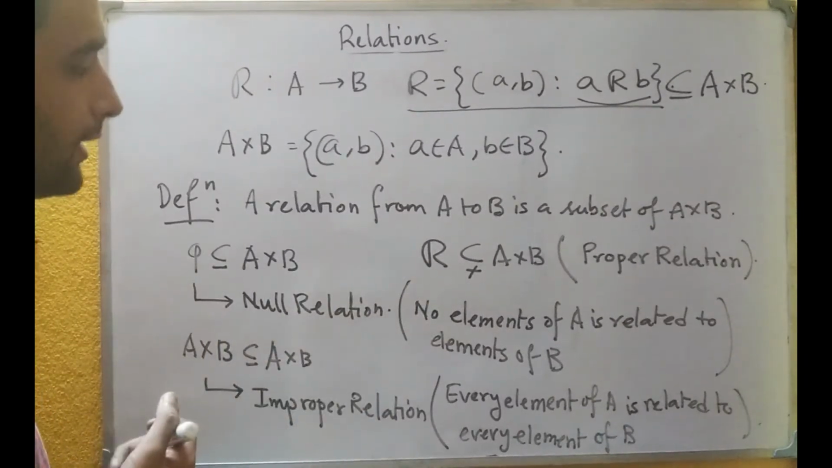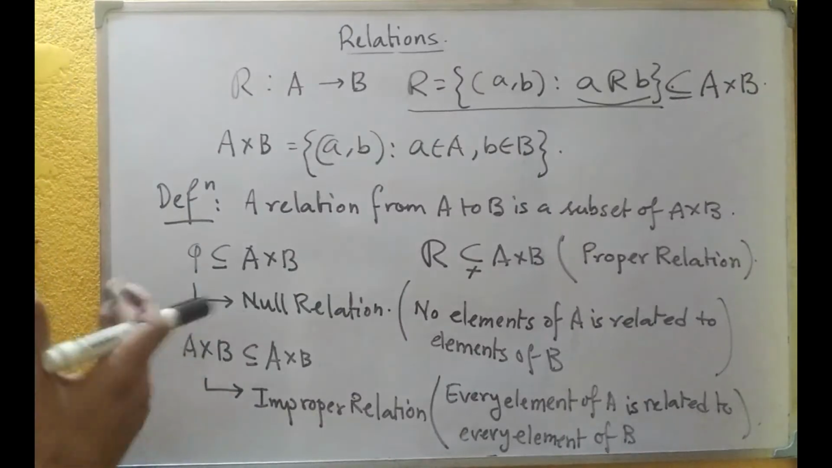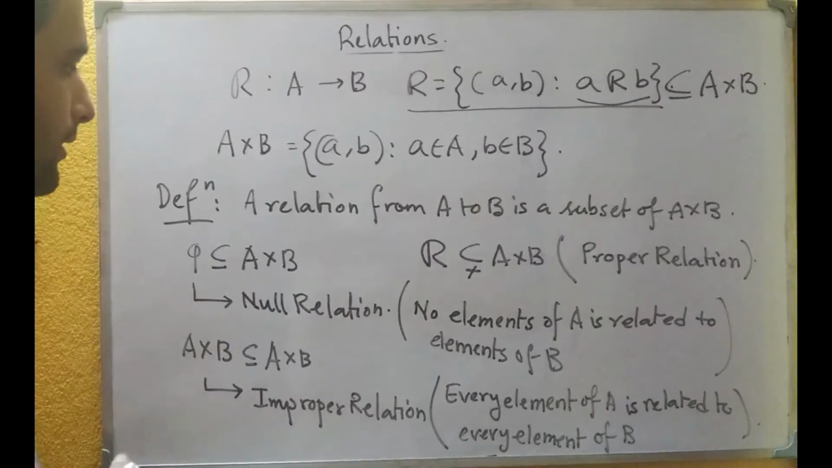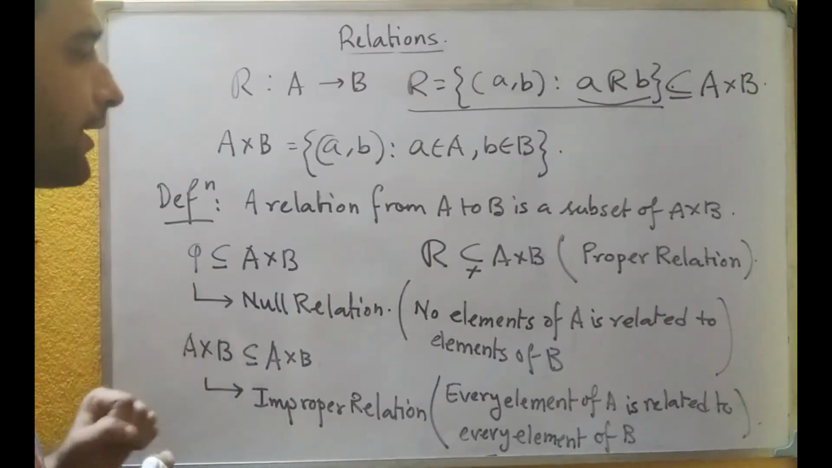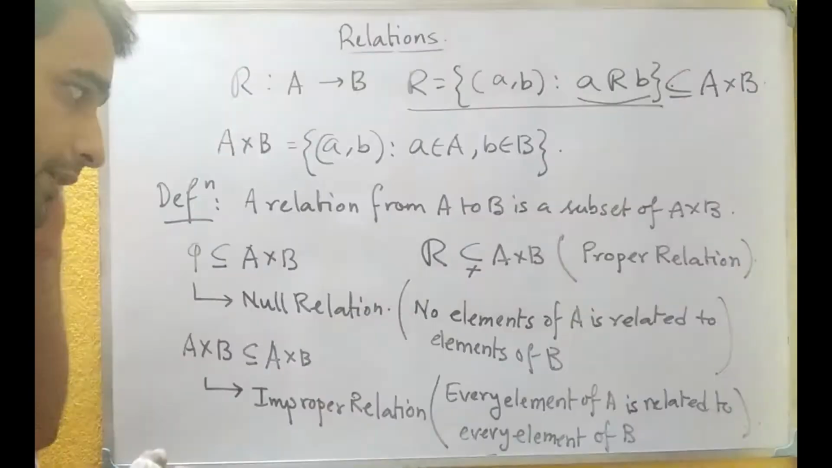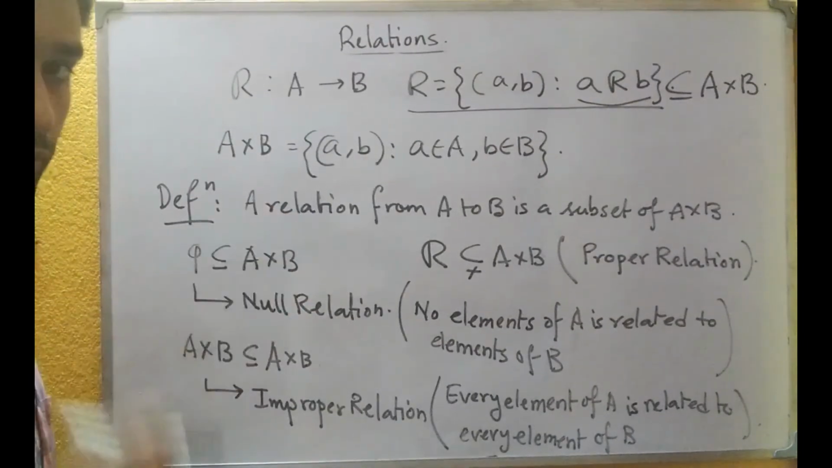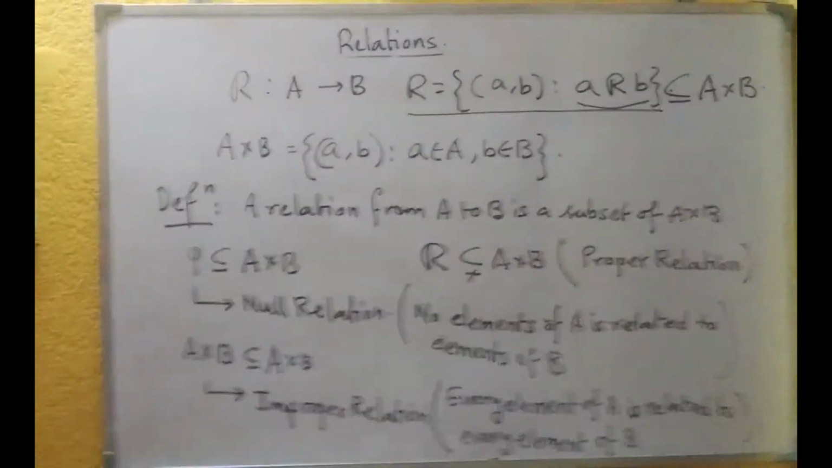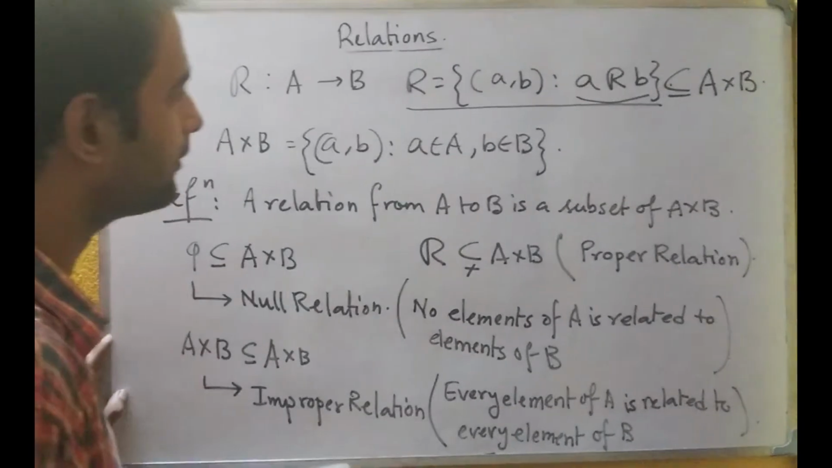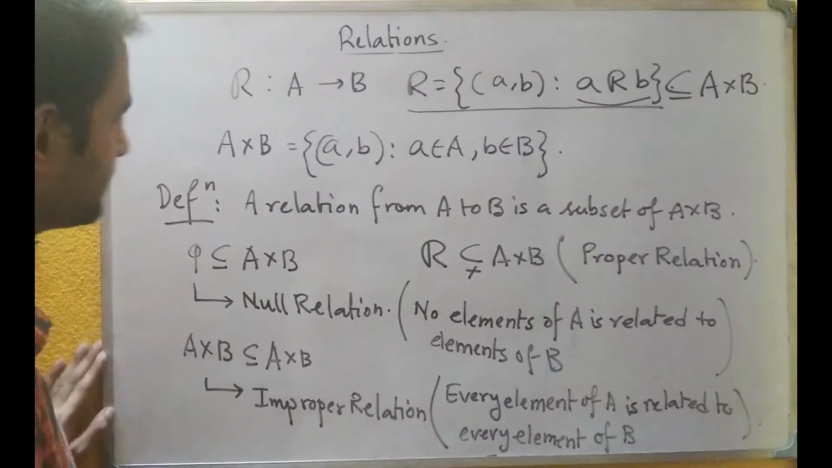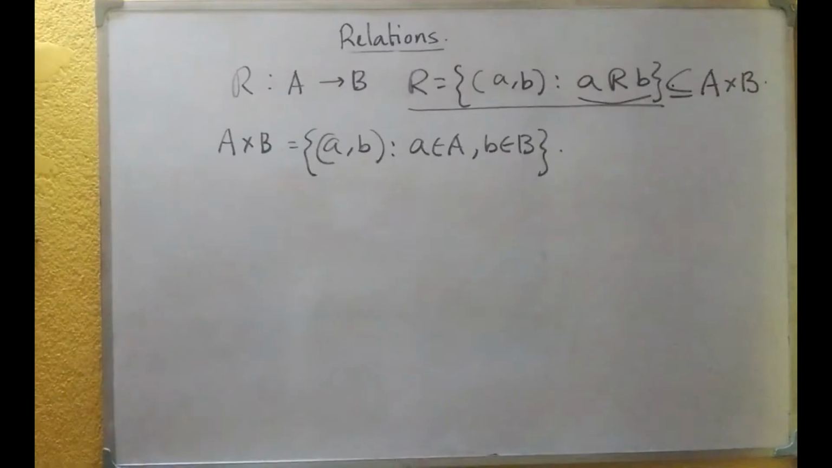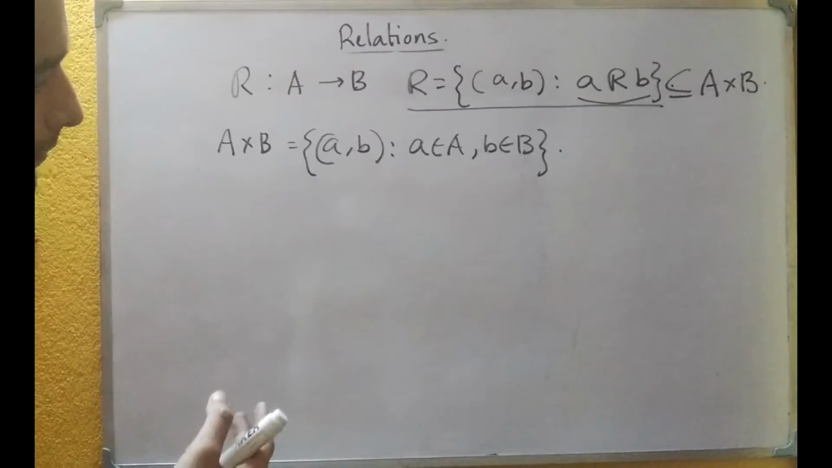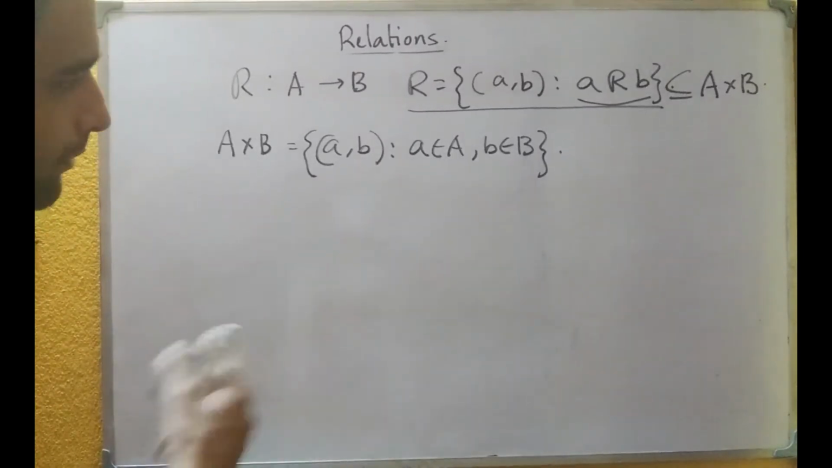Later in class 12 we will see that there is another way to classify relations depending on its nature, not on the nature of the subset, but depending specifically on the rule. So the next question comes here, how many relations we can define on two finite sets. Okay, so let us take some examples of this kind of relation, that is the null relation, the improper relation and a proper relation.